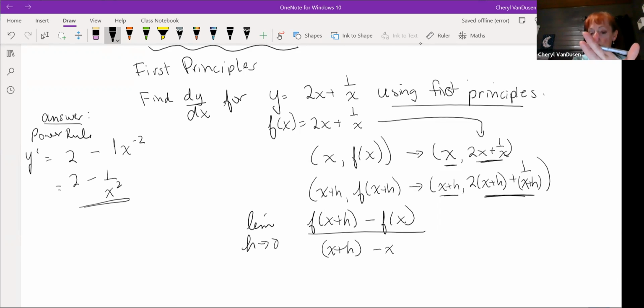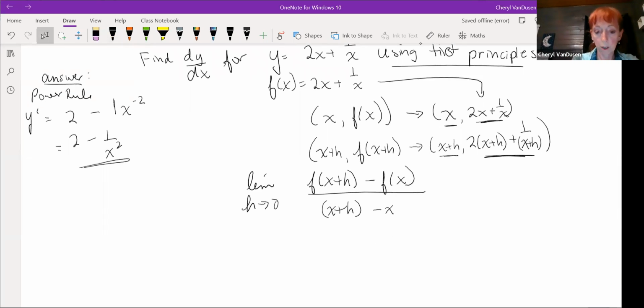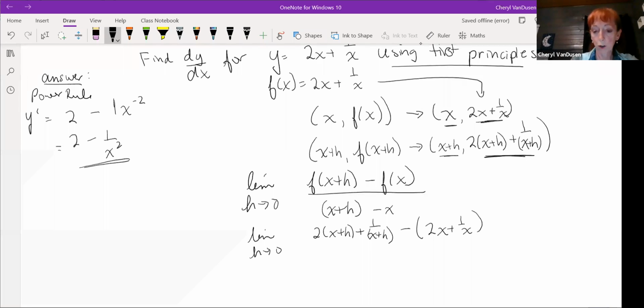Take the second y coordinate, take away the first y coordinate, divided by the second x coordinate, take away the first x coordinate. Now we substitute those different expressions in to get the x's in here. So we get 2 bracket x plus h, plus 1 over x plus h, put that in bracket, minus, careful of the overall bracket, 2x plus 1 over x.